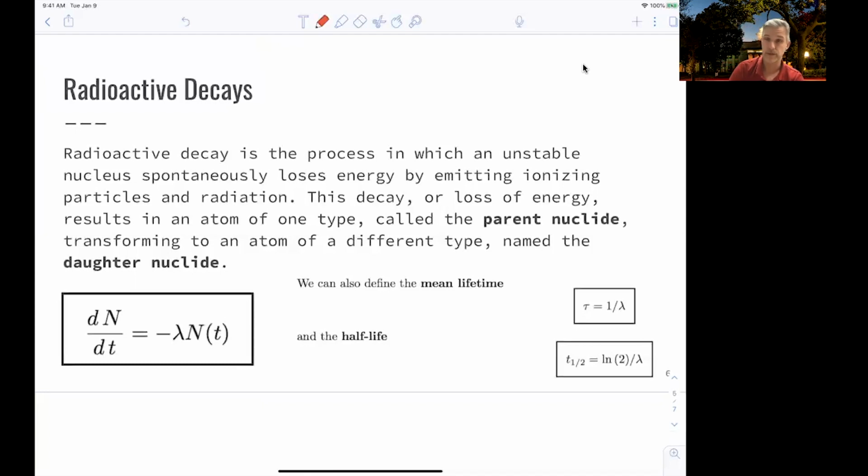We have already looked at the decay rate in the context of particle physics interactions, but we can define it very similarly here. The decay rate is sometimes called the decay constant. And then, as we did before, we can define the mean lifetime or the half-life of a parent nucleus.